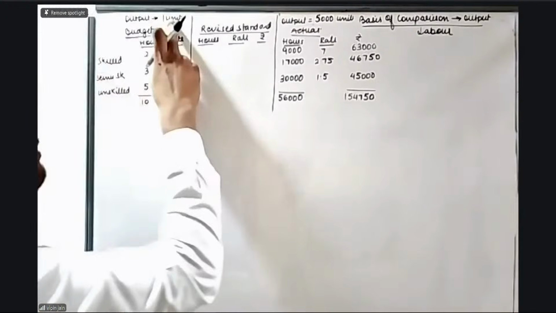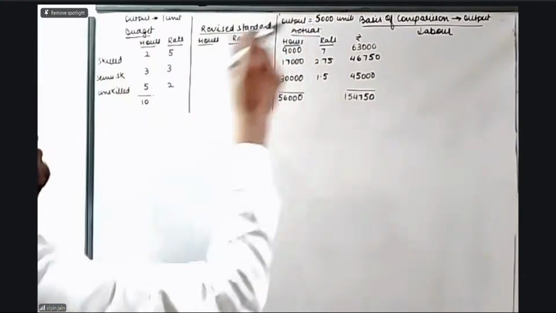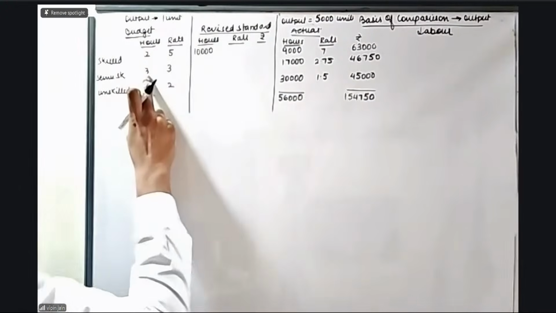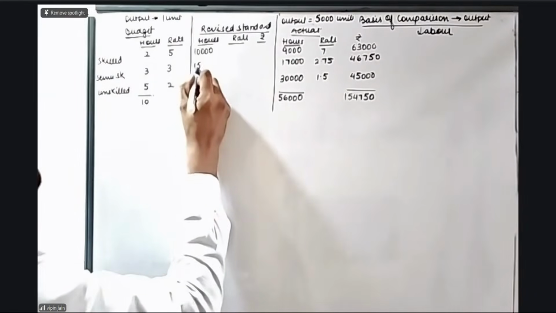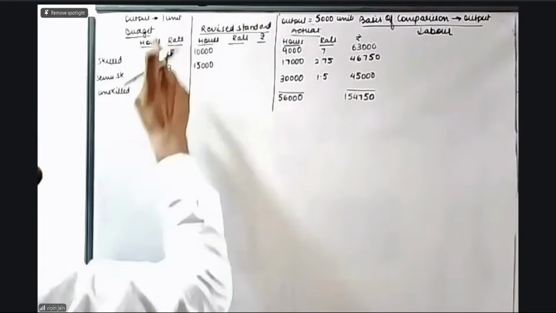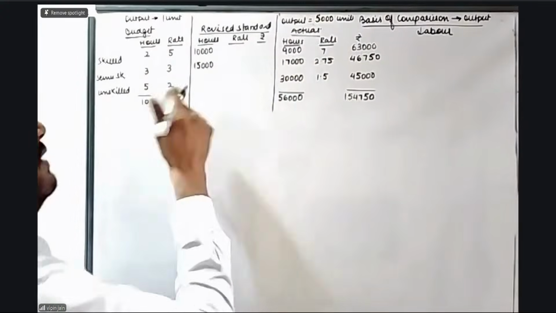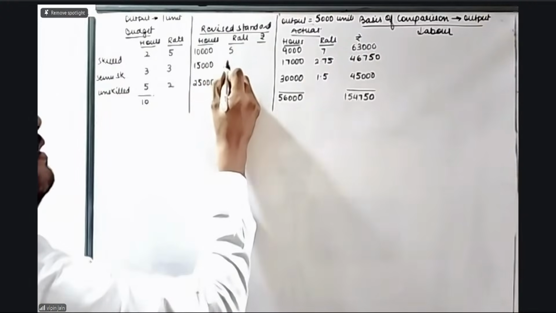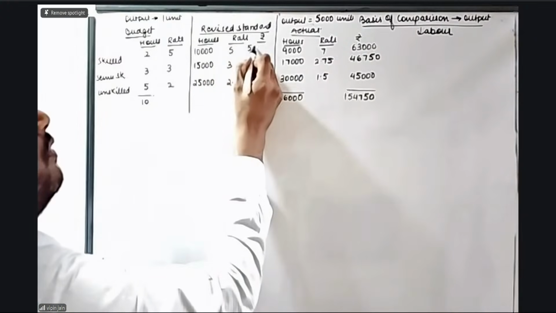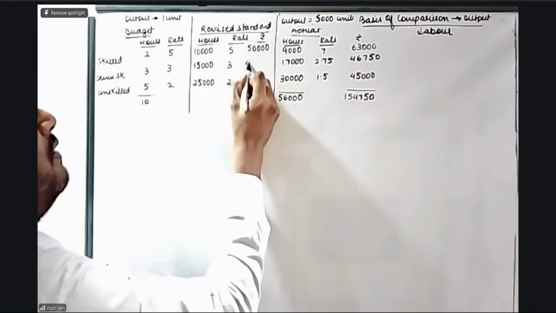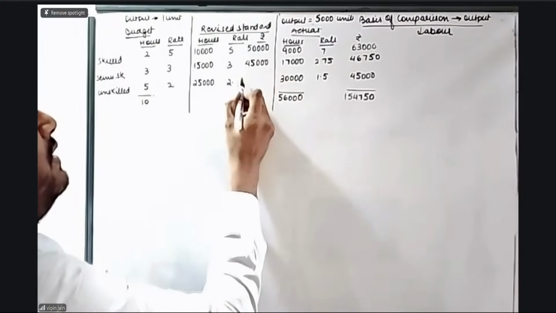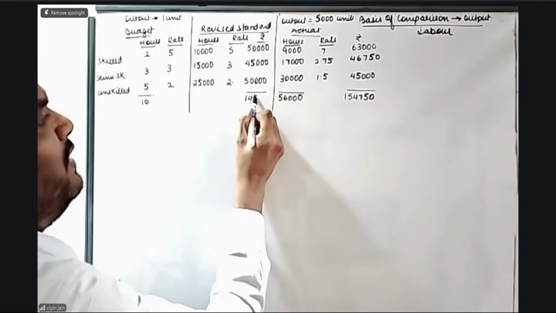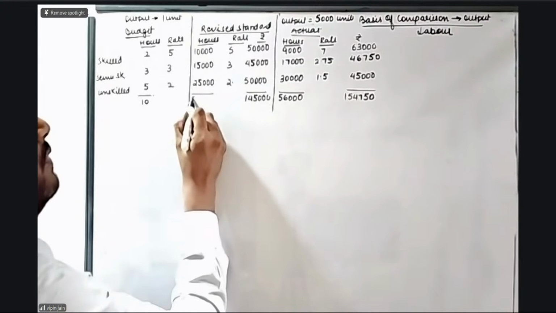So see, 1 unit requires 2 hours. So 5,000 units, how many hours? 10,000 hours. Similarly, 1 unit, 3 hours. 5,000 units, how many hours? 15,000 hours. 1 unit, 5 hours. 5,000 units, how many hours? 25,000 hours. So this will be 50,000. Total will be 1,50,000.